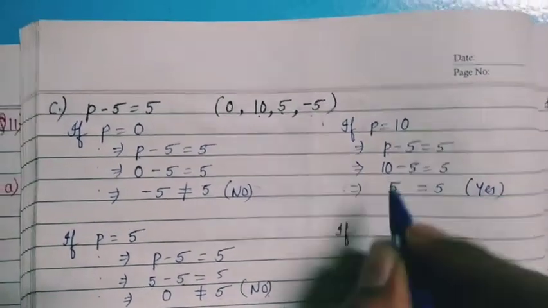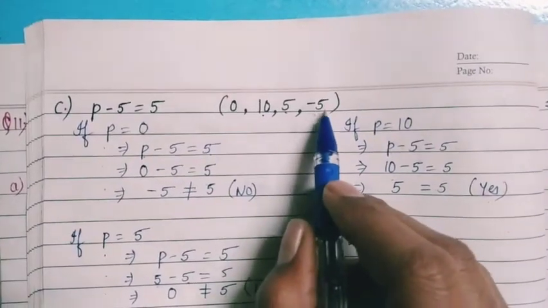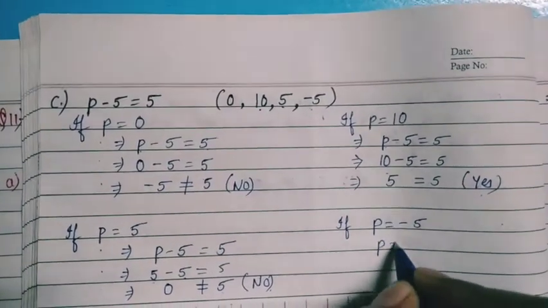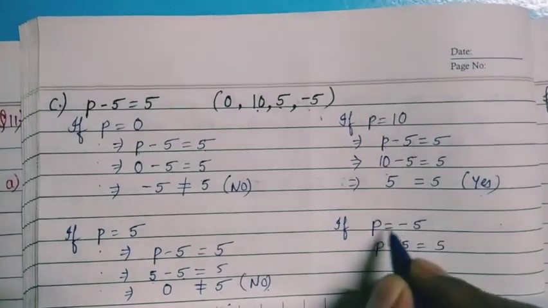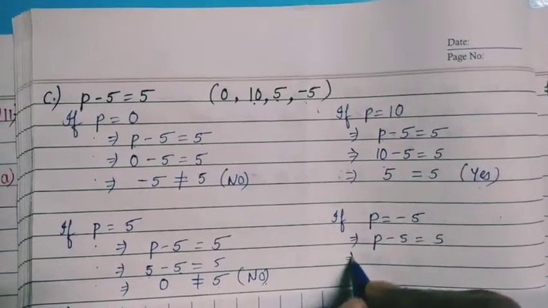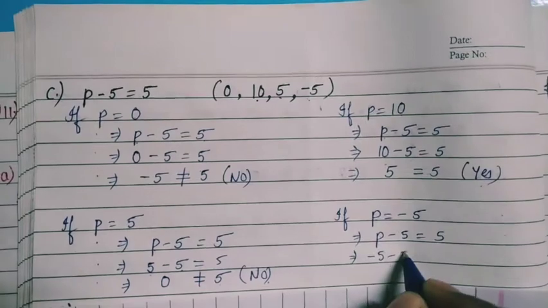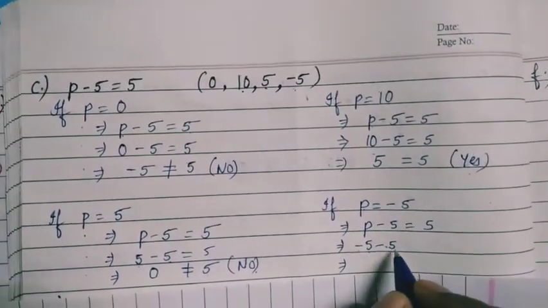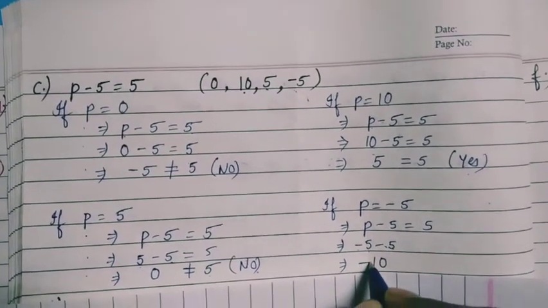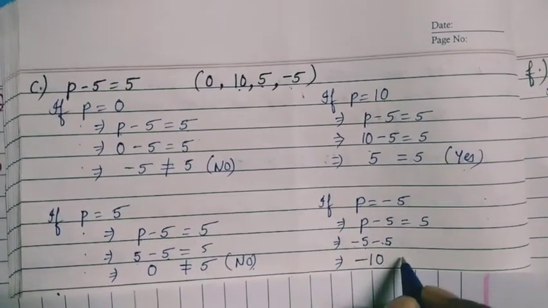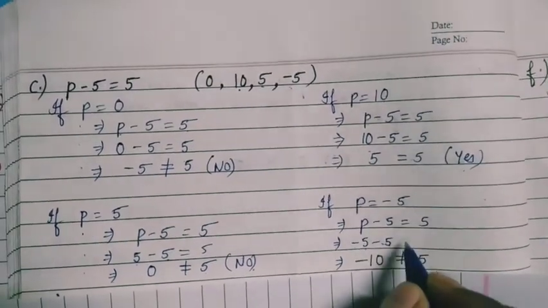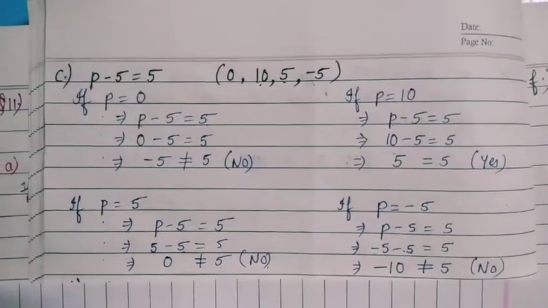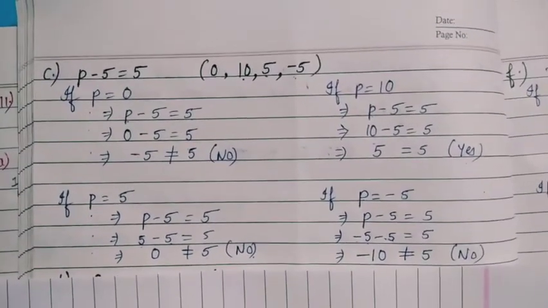Now the last, when we have the p value as minus 5. As previously, in the equation we will put minus 5 in the place of p. Minus 5, minus 5. Minus minus is plus. 5 plus 5 is 10 with a negative symbol. Negative 10 is not equal to positive 5. It means no, this is not the solution of the equation.